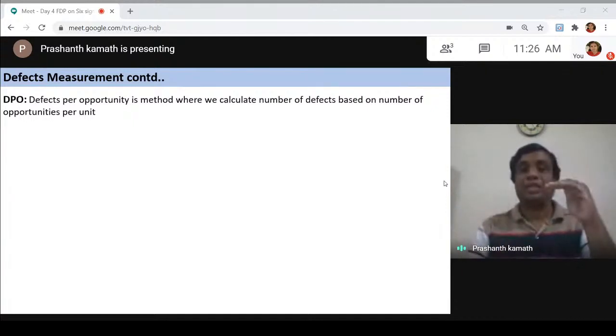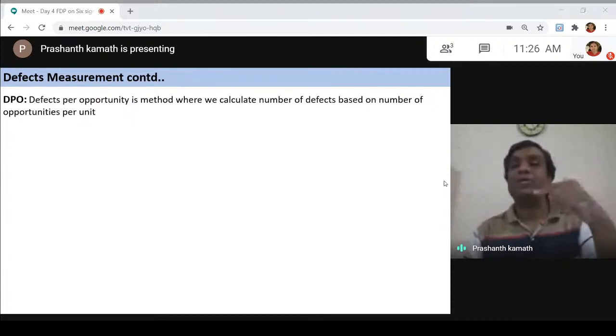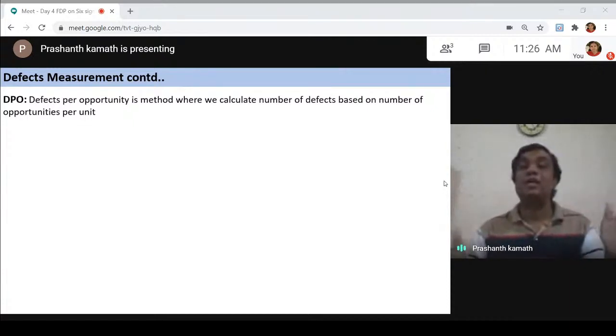So 15 questions attempted by one student are 15 opportunities, either to get it right or get it wrong, correct? So in that fashion, there the opportunity was only 1. But in certain cases, we may have more than 1 opportunity. It could be 2, 5, 10, 20. It depends on what the management considers as an opportunity.